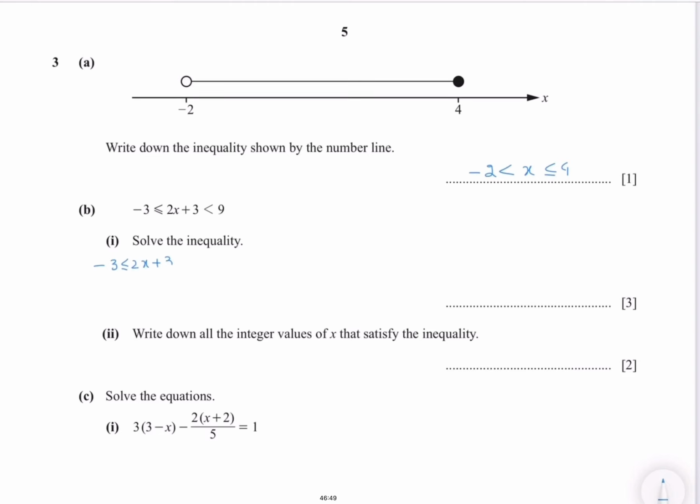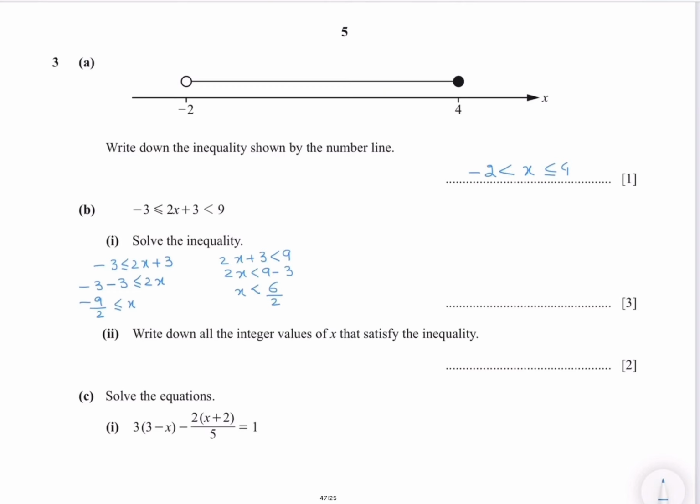Solve the inequality. So you split the middle one with the left one and with the right one. So first solve with the left one, which is negative 3. So minus 3 is less than equal to 2x plus 3. Now solve it from here. So x is greater than minus 9 over 2. And now write 2x plus 3 is less than 9 and solve it. So x is less than 6 by 2.